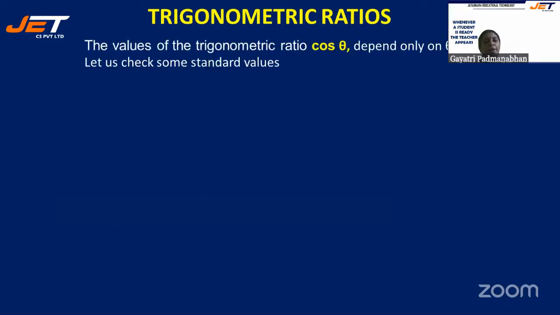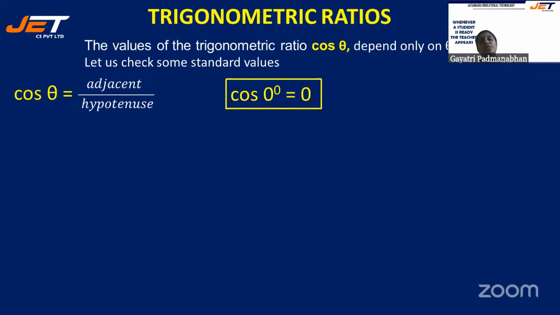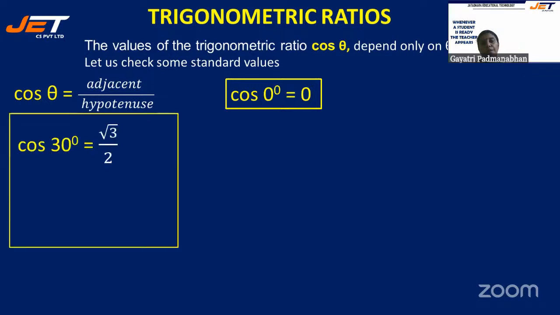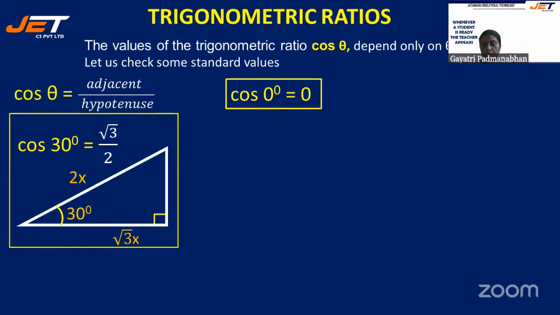Next, the values of the trigonometric ratio cos theta depend only on theta. Now let us check some standard values. What is cos theta? Adjacent side by hypotenuse. So cos 0 is 0. What is cos 30 degree? It is root 3 by 2.